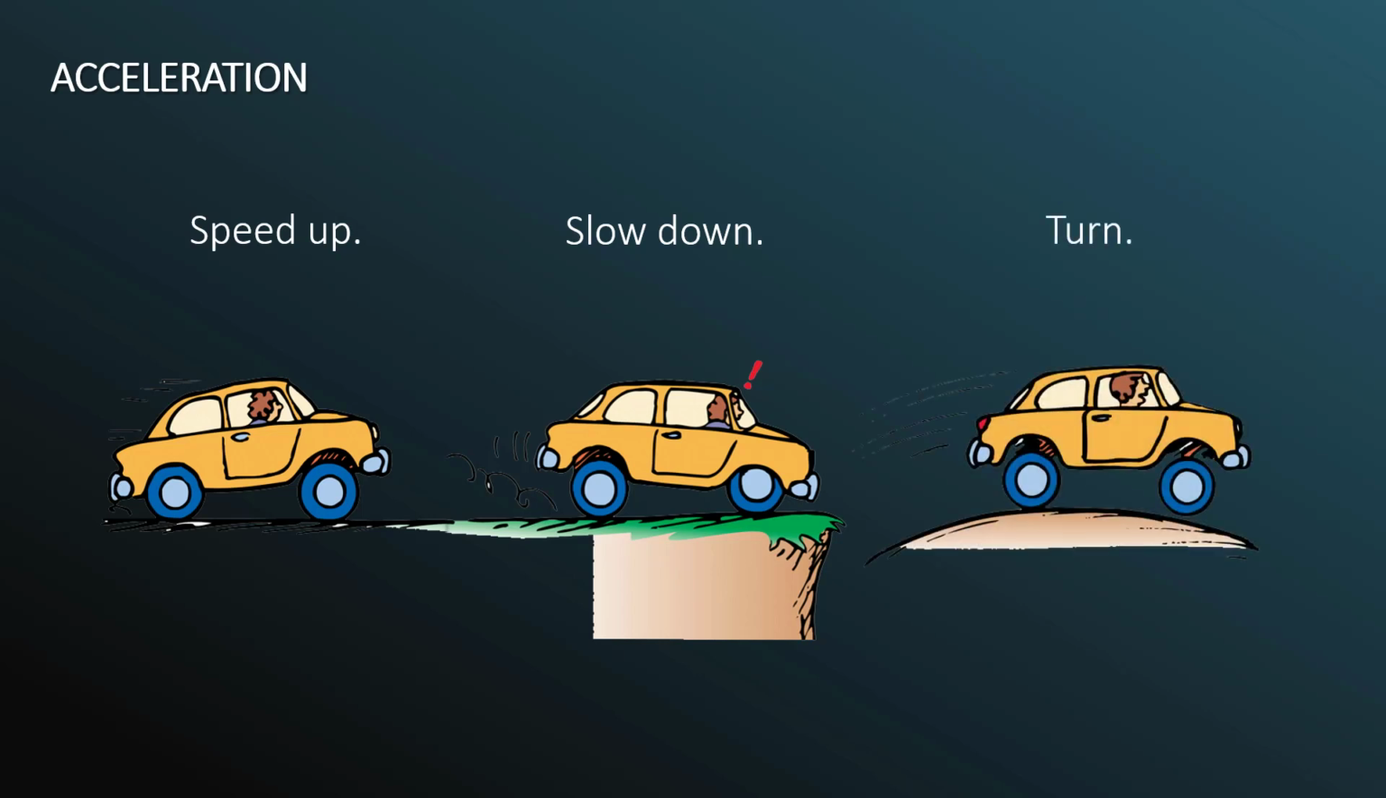If you turn, you're changing direction. If you're changing direction, it means you're changing your velocity, because velocity is a vector, which means it has direction. So if you change the direction, you're changing that velocity, and by definition, acceleration is the change in velocity. All of these are examples of changing velocity, and therefore all of them are examples of acceleration.